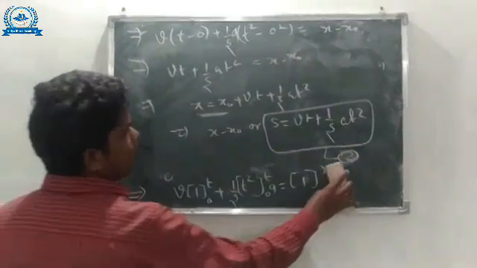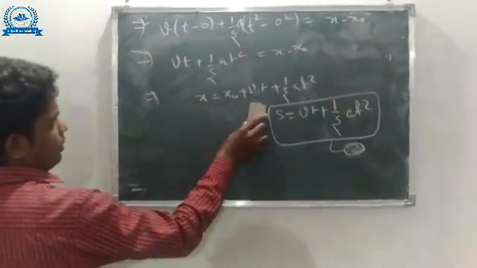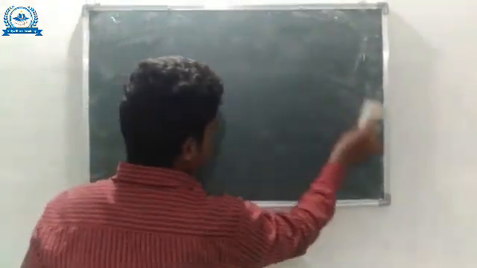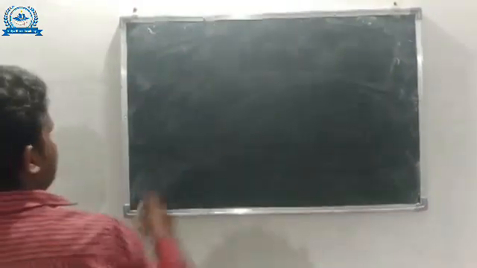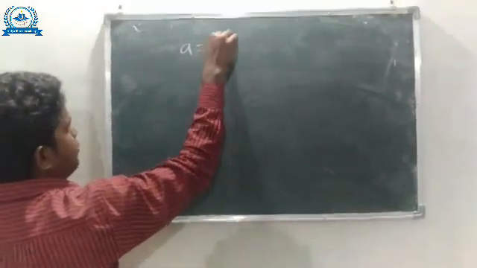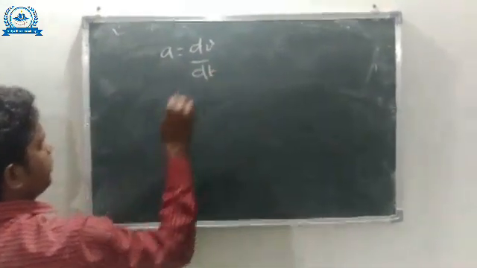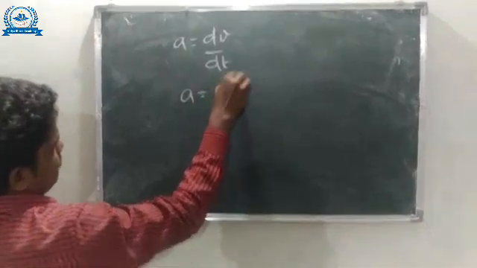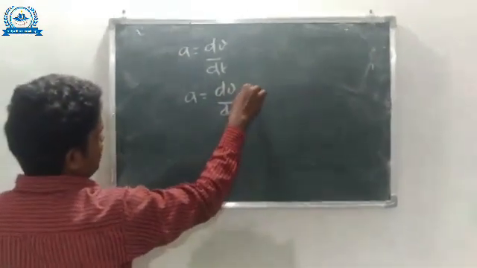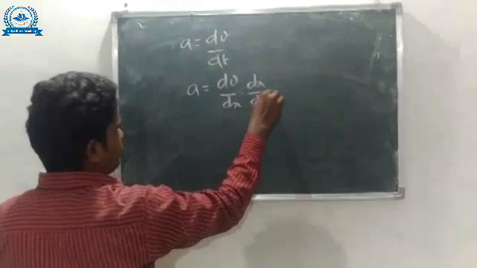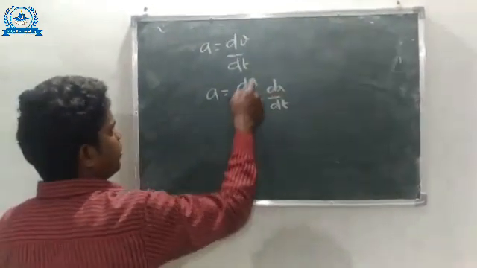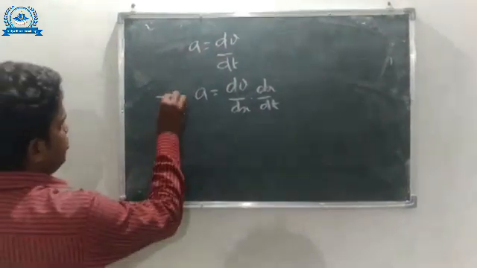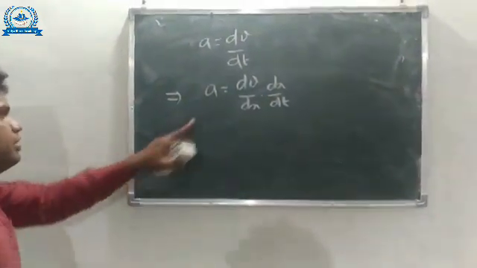Now we are going to see the proof of the third equation of motion. For this we know that acceleration is dv upon dt. Will you find any change if I write this as dv upon dx times dx upon dt? Since this dx will cancel out, it will remain the same as above. So there is not much difference between this and this.